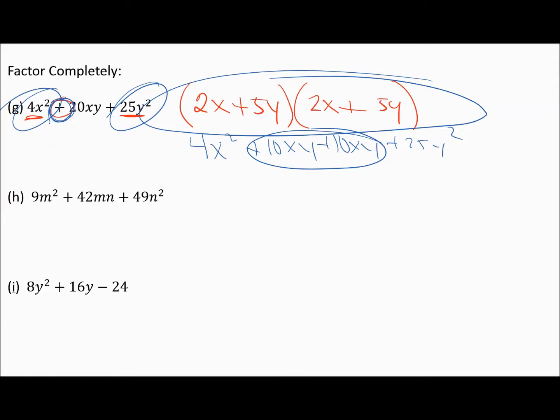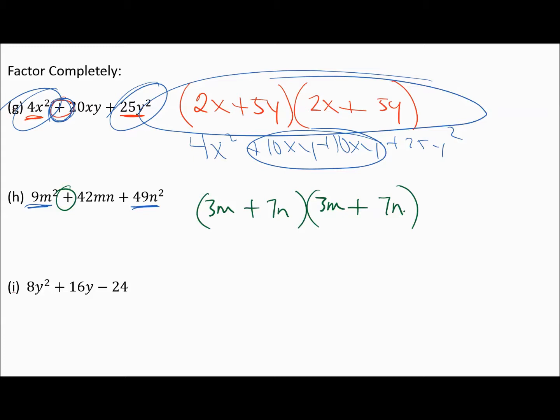And here we are, we're presented with another one. That's a perfect square, 9m squared. 49n squared is a perfect square. So I think it's worth the attempt just to see if it'll work. So I've got two sets of parentheses. Because this is plus, I'm going to put plus between them. The square root of 9m squared is 3m. That would go in the first position. The square root of 49n squared is 7n. That would go in the second position.